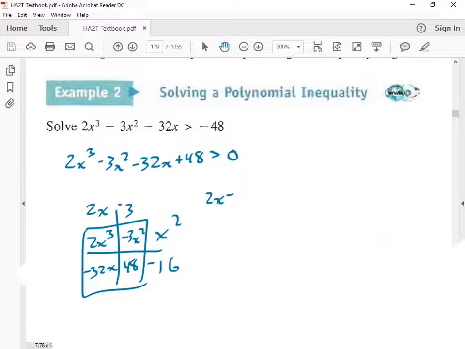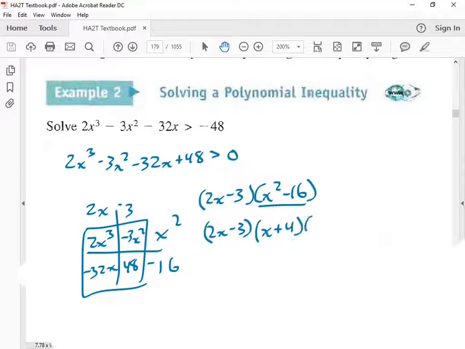So I got my two factors here. I get 2x minus 3, and then I have x squared minus 16, which I see is a difference of squares, and so I can factor this some more. I get x plus 4 and then x minus 4. And my question is, where is this greater than 0? Because that's what we have right here.